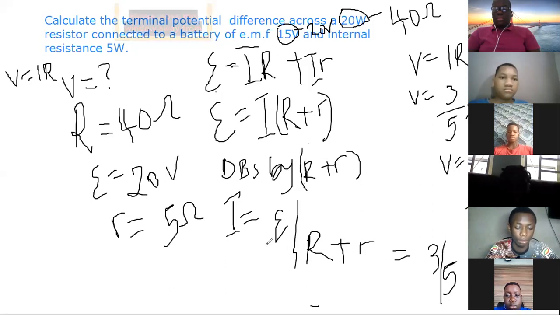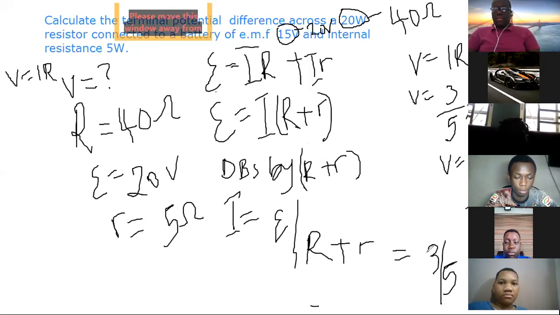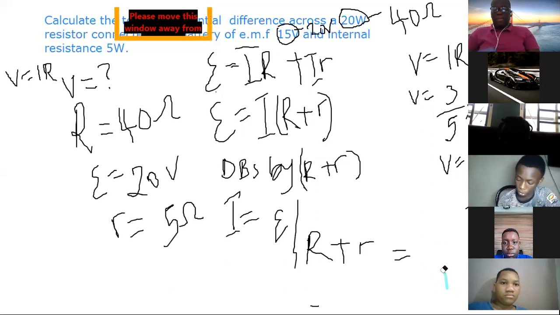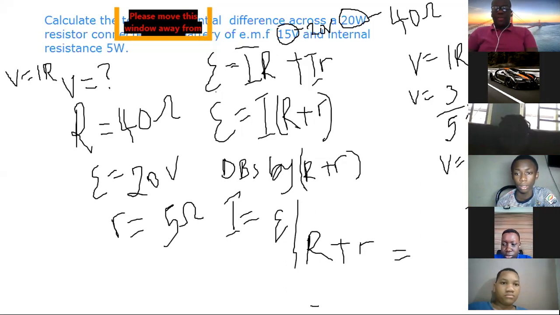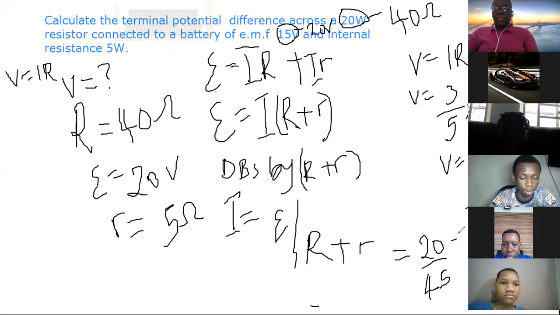Now, from here, what's the answer in ampere? What is the current, please? Those of you that have done it, what's the current in ampere so that we erase this? What's the current? 20 over 45. Sorry? 20 over 45. Okay, you guys got the same thing. 20 over 45, so you guys did not break this thing down. 4 over 9. Yes, I broke it down. 4 over 9 ampere.